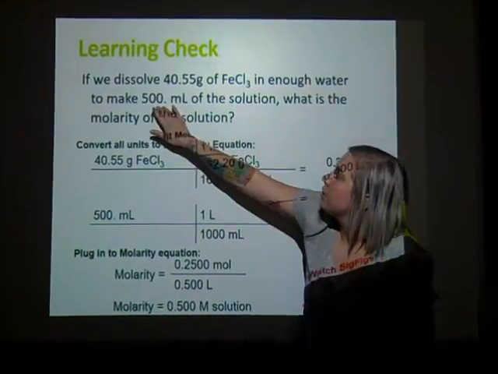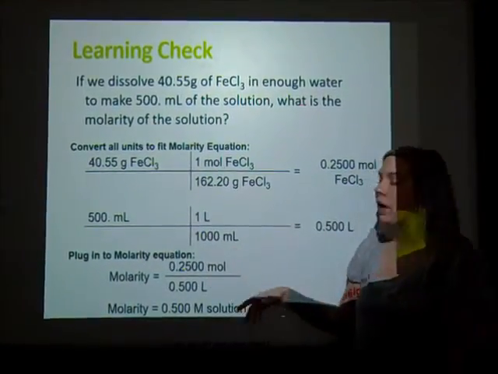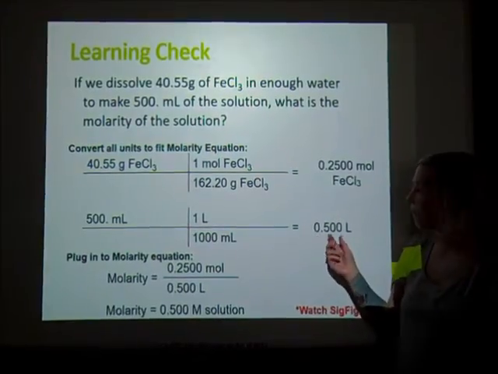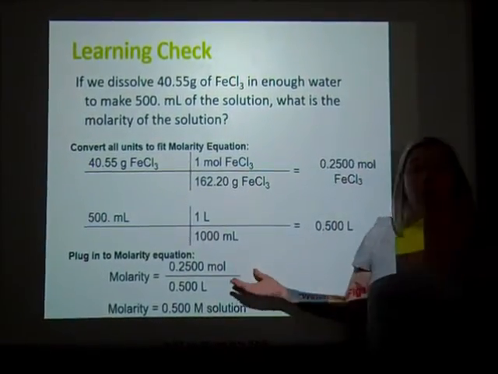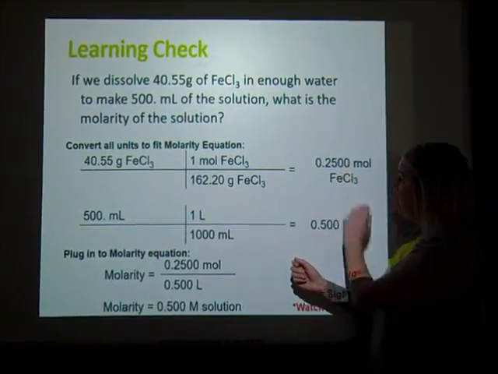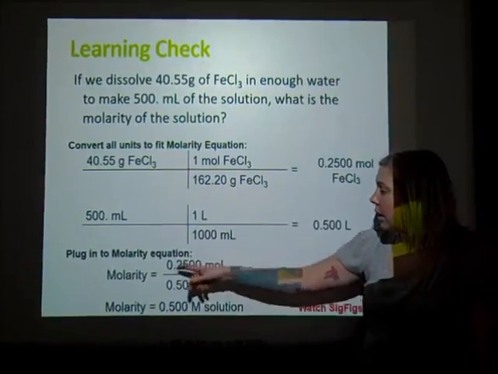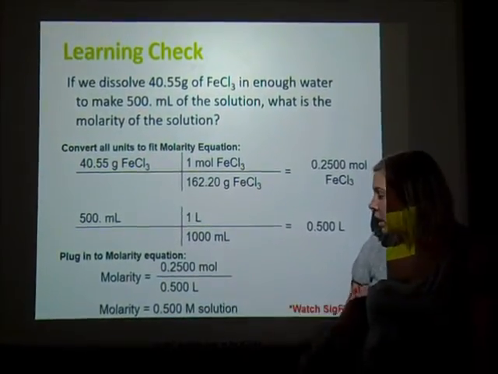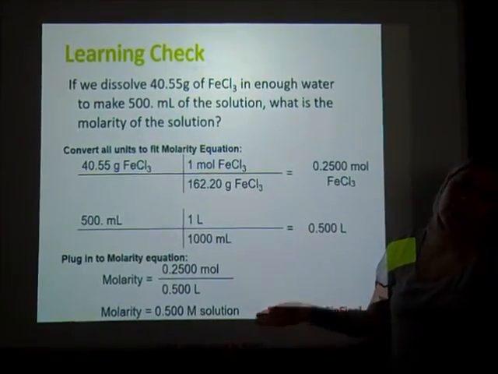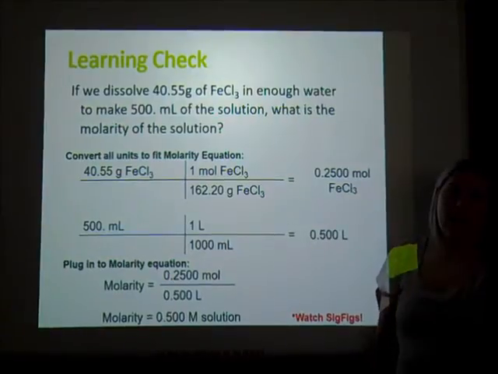And then we had to convert the volume to liters. So to go from milliliters to liters, you divide by 1,000. So you should have 0.500 liters because of sig figs. Then when you get the units that you want, you just plug into the molarity equation. Okay, so here I'd have 0.2500 moles over 0.500 liters, and that will give me a 0.500 molar solution of FeCl3.